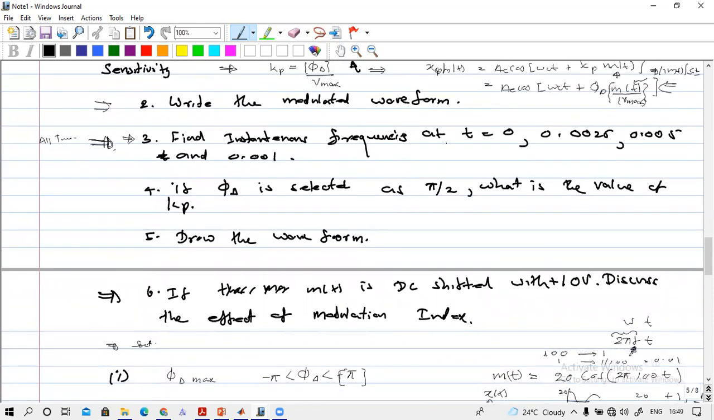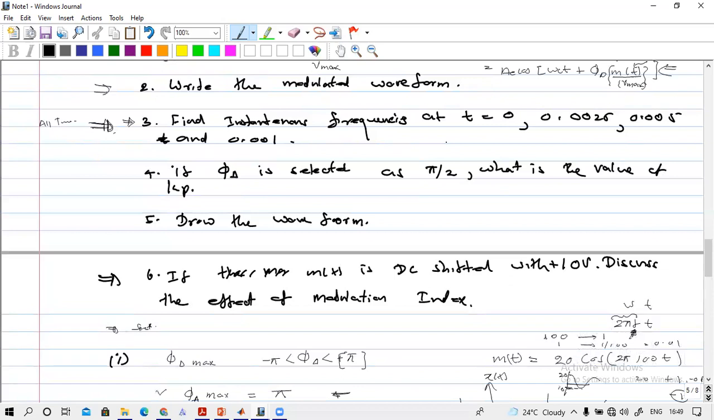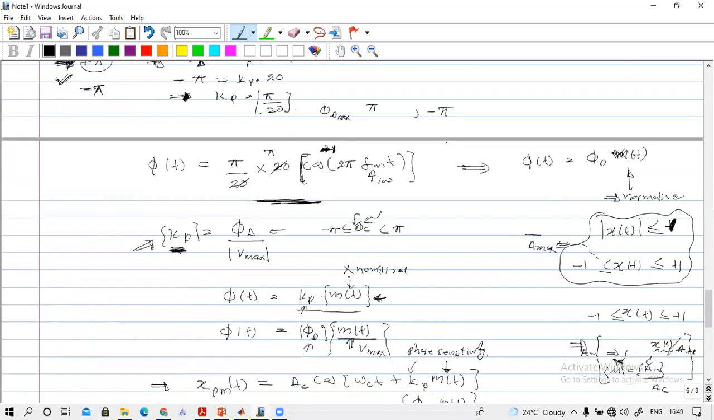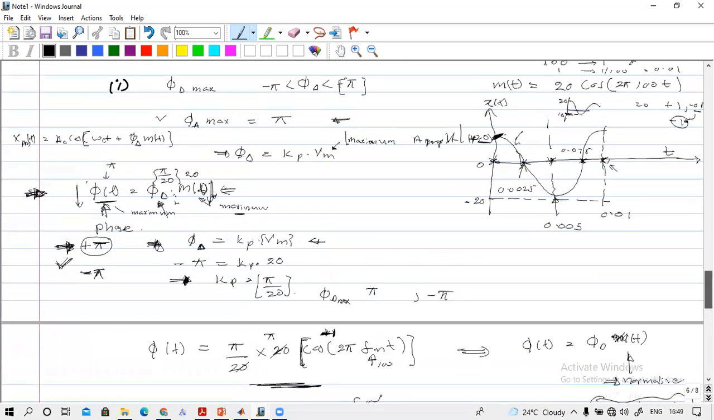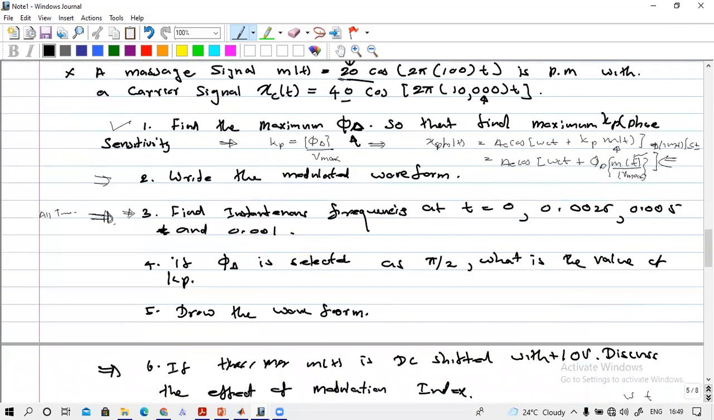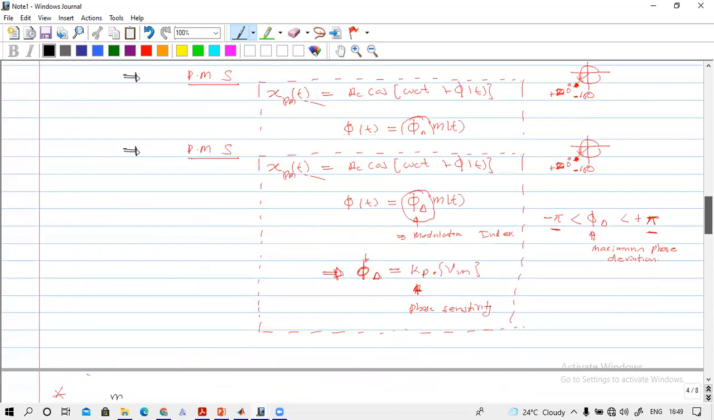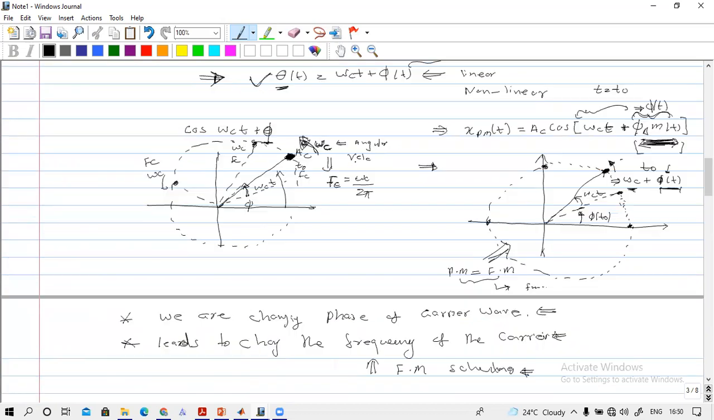Find the intermediate frequency, as E equals 0.0025, 0.005, and 0.001. Can you take 2 or 3 minutes, 2 minutes, and understand what it tells? We have discussed the intermediate frequency. So what is that? Yeah, this one. So you can see that. Here we have discussed that.